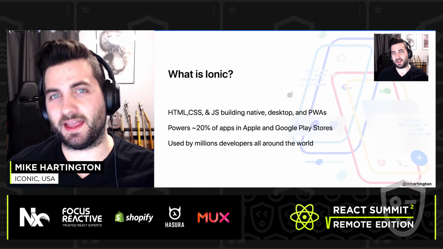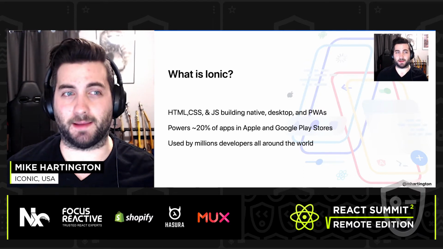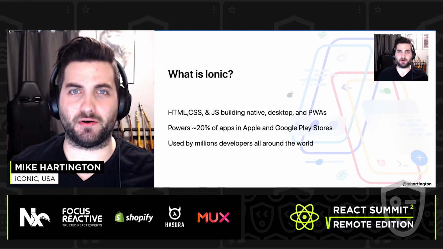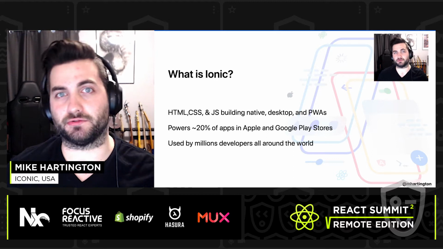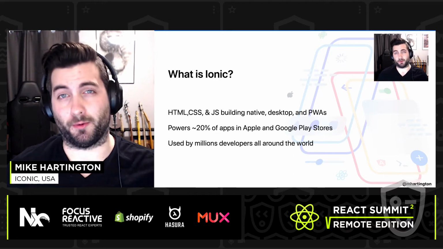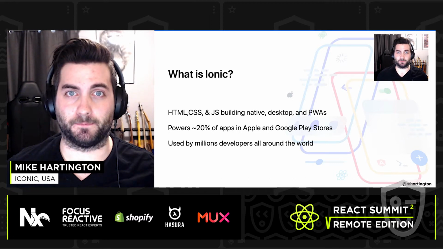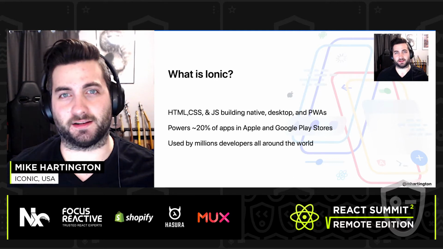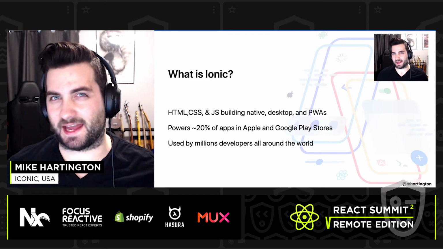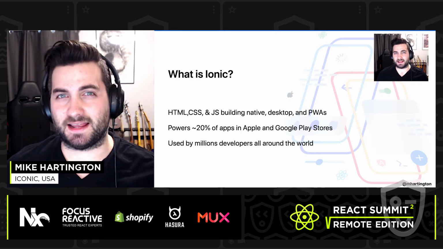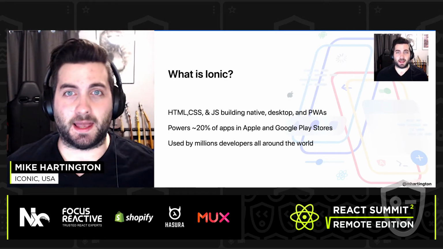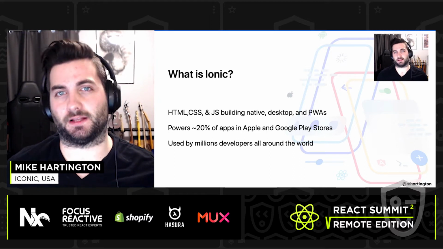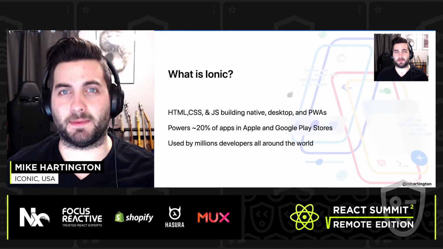For those who don't know, Ionic is a framework for building cross platform apps using HTML, CSS, and JavaScript. You write your app using our components, and you get a native iOS, native Android, or desktop app or progressive web app, all from the same code base. Roughly 20% of all the apps in the app stores are using Ionic to some degree. Now, that is kind of a vanity metric, doesn't really mean anything, just that people are using Ionic and having a lot of success. As well as being used inside of the app stores, there's millions of developers all around the world using Ionic today and being very successful.